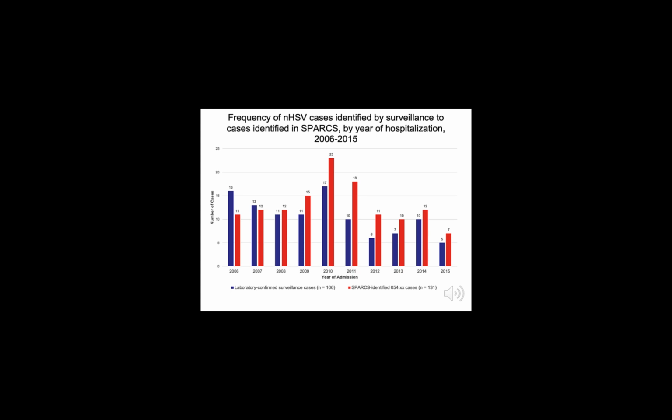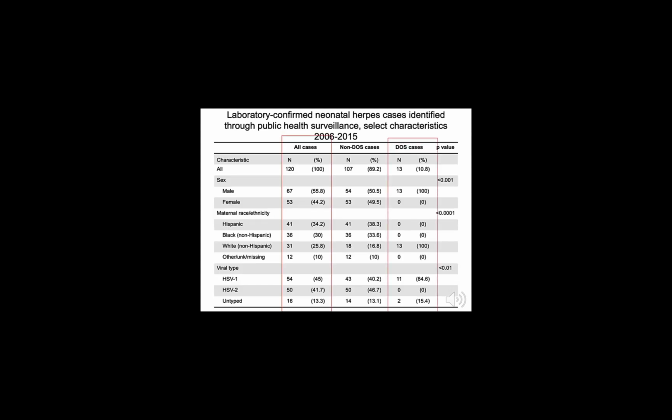So that when there are years where there are a high number of surveillance cases, we sometimes will also see an increase in the administrative cases, as one might expect. So these are some of the characteristics of neonatal herpes cases reported through 2006 and 2015. Again, these are laboratory confirmed cases. And the column on the far left is all cases.